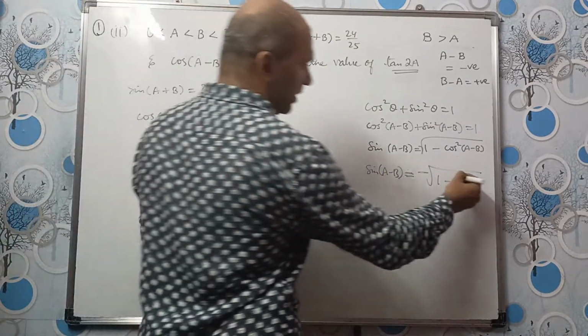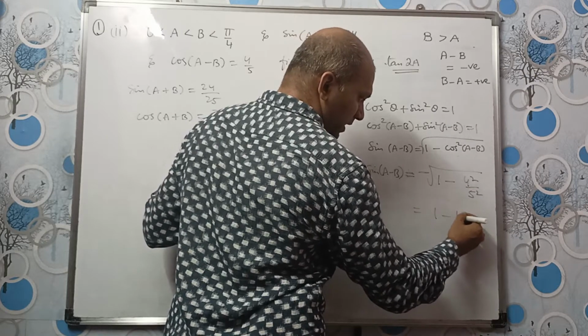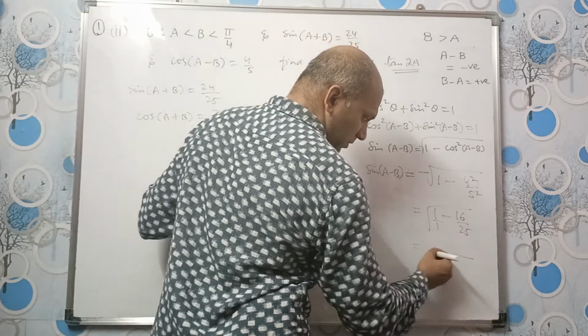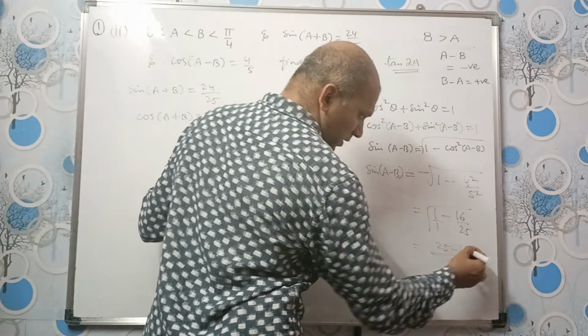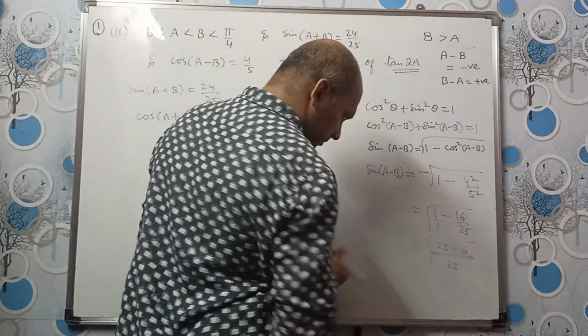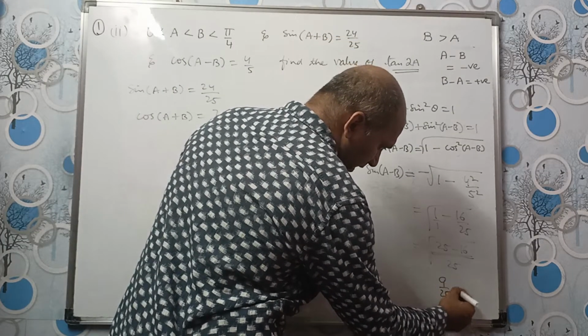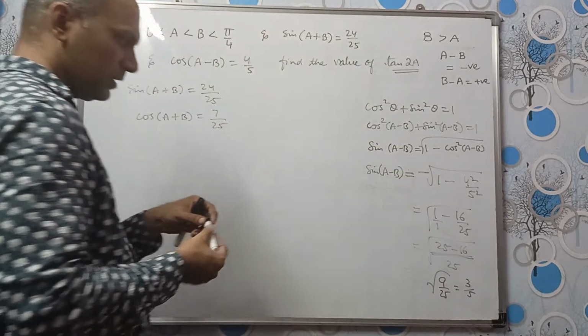This is 4 square by 5 square. So this is 1 minus 16 by 25. So this is 1 by 1. Multiply the denominators, 1 into 25, 25. This is 25 minus 16. So this is 9 by 25. Square root of 9 by 25 will be 3 by 5.